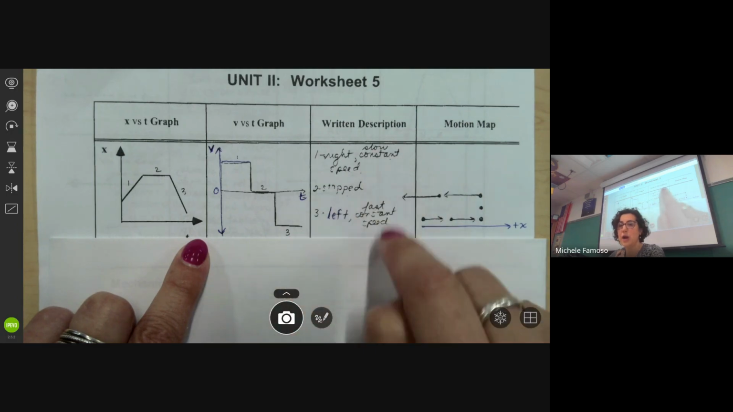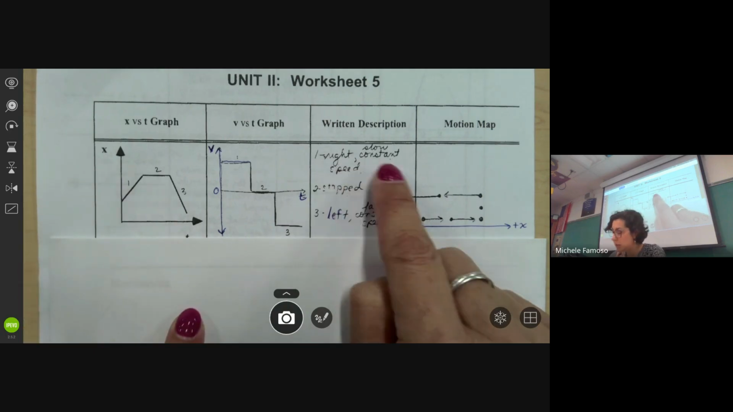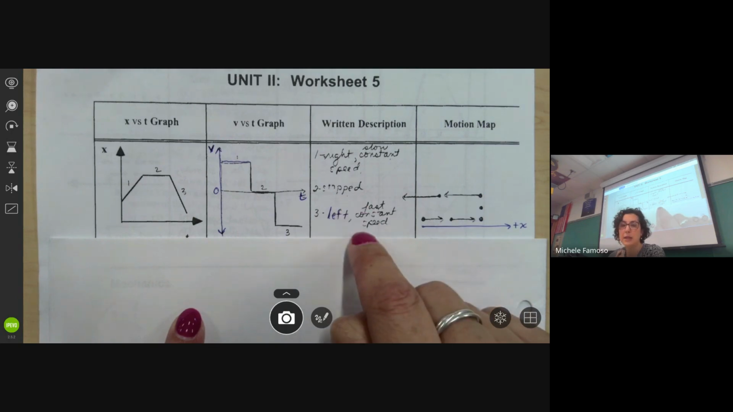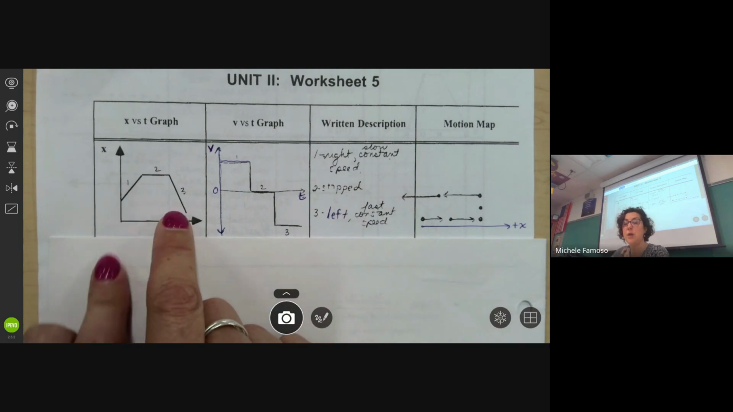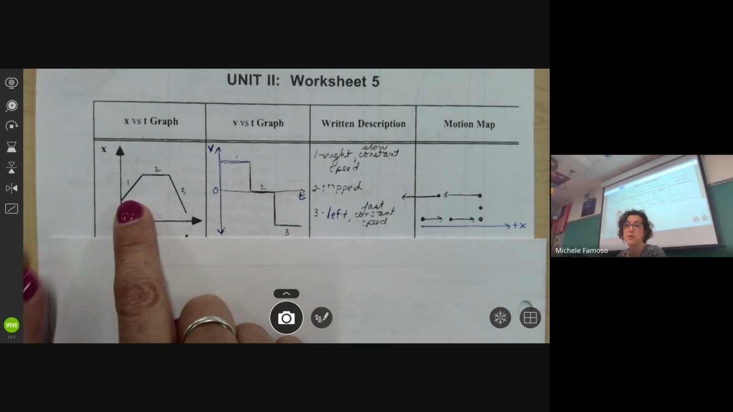Now, if I were to describe what's happening, segment 1 is an object traveling to the right with a slow constant speed. Line 2 is an object that is not moving, it's stopped. And line 3 would be something traveling to the left with a fast constant speed. I know 3 is going faster than 1 because it's steeper. And I know it's going left because that has a negative slope. That one's a positive slope, so it's going to the right.